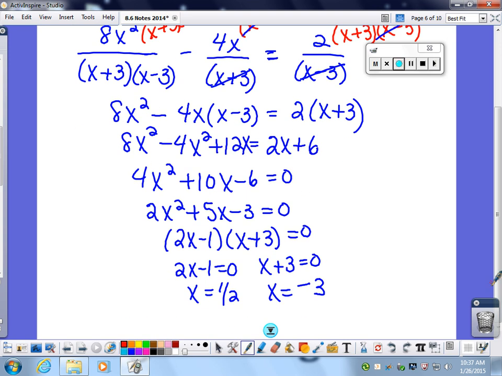So what does that mean? That means negative 3 is out. So my only solution is 1/2. You may not always end up with an extraneous solution, but please check to make sure. Okay, ask questions in class.